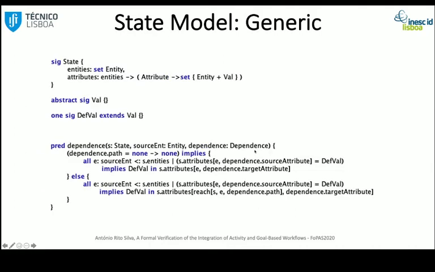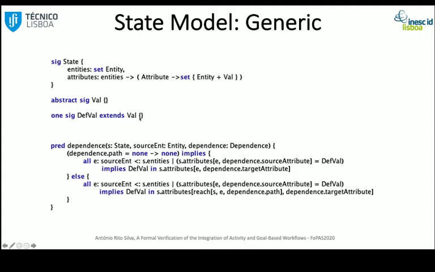Then you have the state model, which is the base for both models, for the activity and the goal model. And the most important entity here is the concept of state. So state is basically a set of entities and a set of attributes. Of course, the entity attribute can be an entity or a value, depending on whether the attribute is representing a relation between entities or just an attribute of an entity.